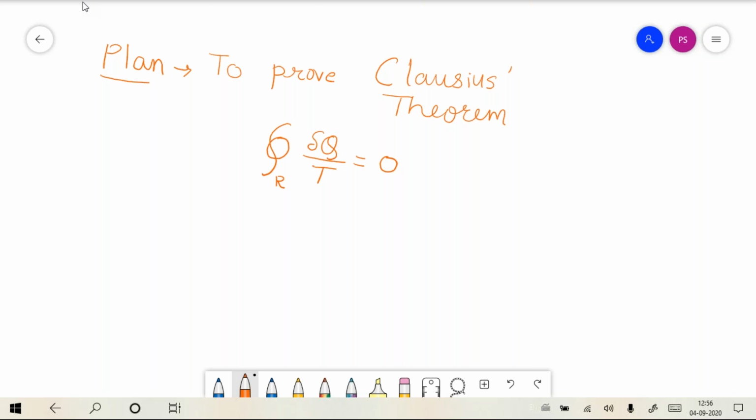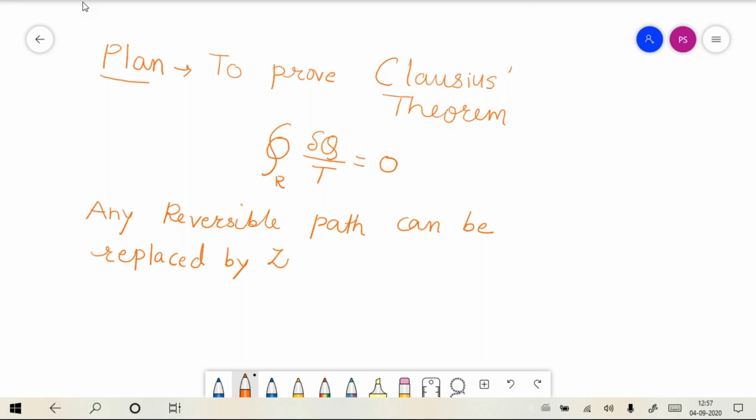First, we would be proving that any reversible process, I'm not talking about a cycle, please note, any reversible process or reversible path, can be replaced by a set of three processes, which would give us a zigzag path comprising three processes.